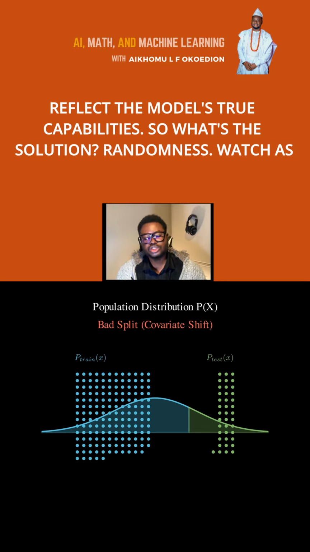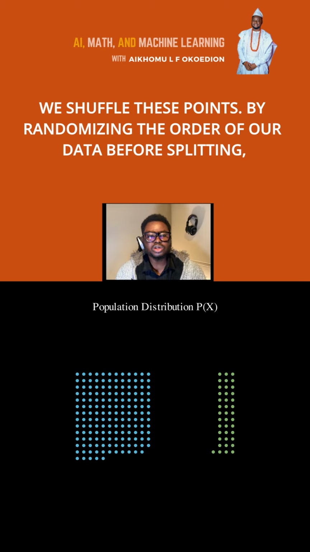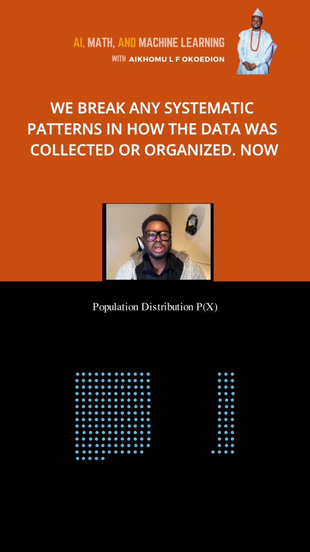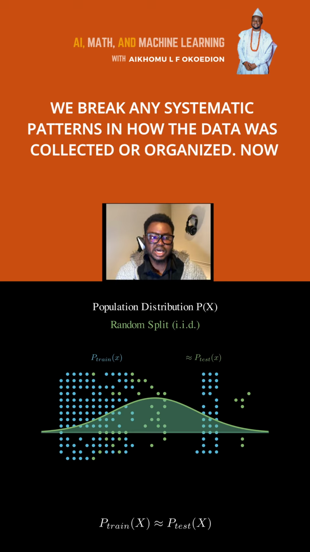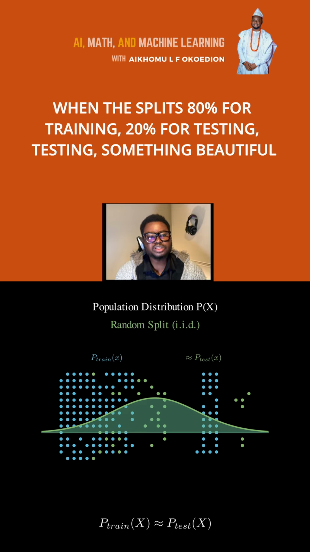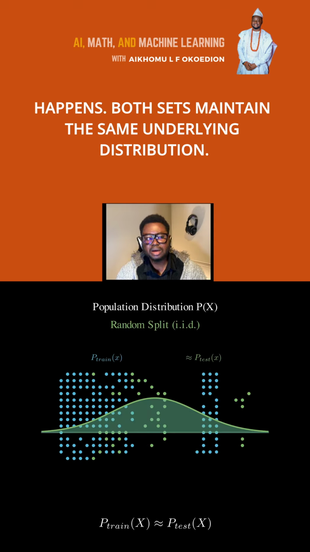So what's the solution? Randomness. Watch as we shuffle these points. By randomizing the order of our data before splitting, we break any systematic patterns in how the data was collected or organized. Now, when we split 80% for training, 20% for testing, something beautiful happens. Both sets maintain the same underlying distribution.